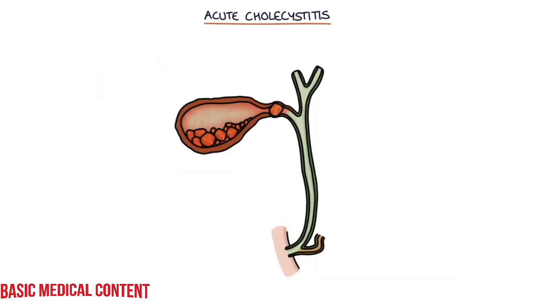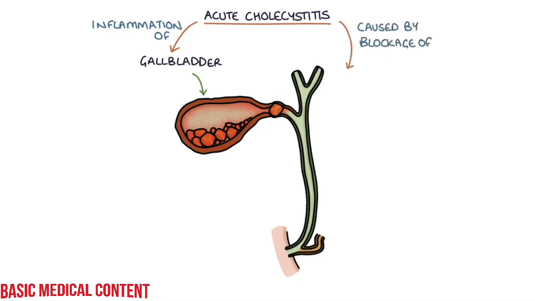In this video, I'm going to be going through acute cholecystitis. Acute cholecystitis refers to inflammation of the gallbladder, which is caused by a blockage of the cystic duct preventing the gallbladder from draining.